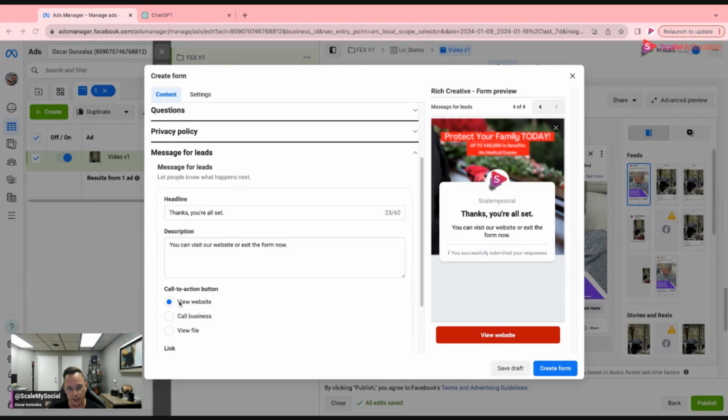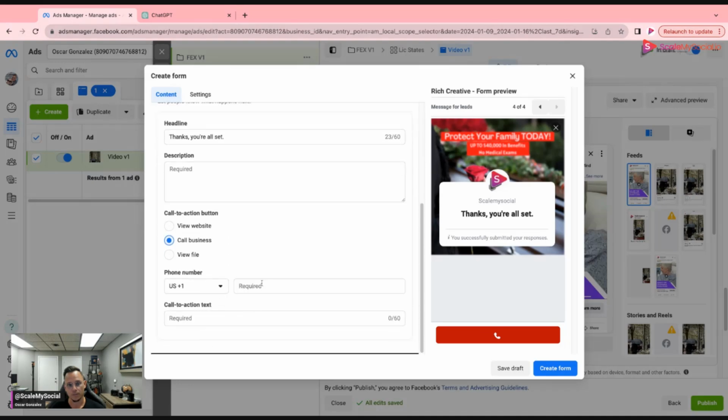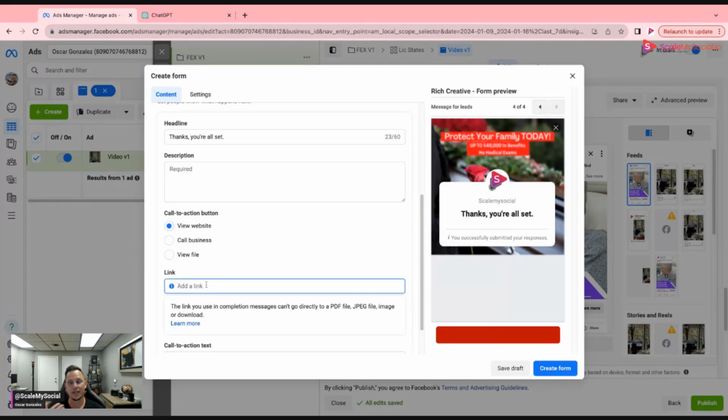Here are your options. You can send them to a website, and that can be a URL to a calendar funnel. You can call business, and if you do this, it's going to let you put in a phone number, and if they hit this, it's going to connect right to you. I don't recommend this if you're an individual agent, because if you're on the phone and people are calling you, you're going to lose that, right? So typically, independent or single agents are going to view website, and here you're going to link your calendar. Whatever that URL is, you're going to include it here.